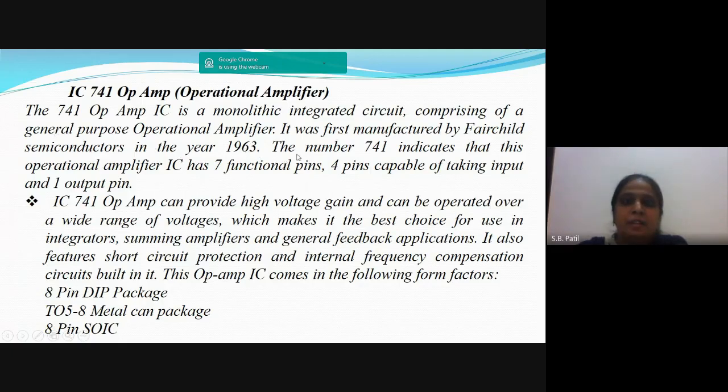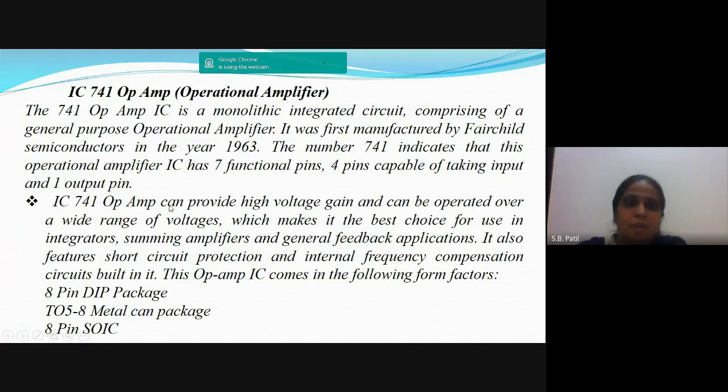1963. In IC741 operational amplifier, the number 741 indicates that the operational amplifier IC has 7 functional pins. The first number, 7, indicates that the IC has 7 functional pins, and 4 pins are capable of taking input, and one is an output pin.